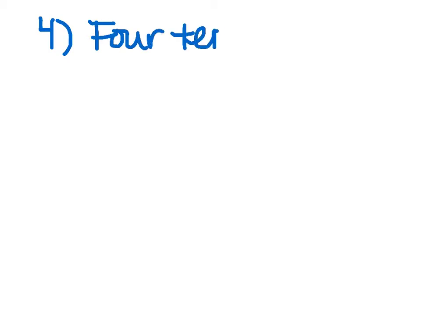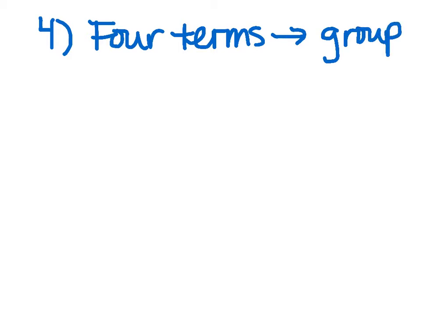If there are four terms, you need to group. So you first put in the parentheses, then you take out the greatest common factor, and then look at that as having a common factor. Again, refer to the previous videos if you need to.